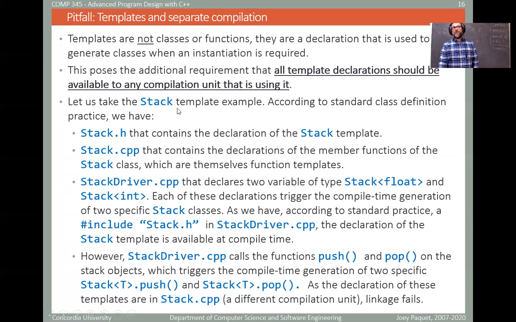So let's go with an example. Let's say we have a stack template class. Okay. If that would be a regular class, what we saw is that you should have in the .h file the class declaration. Then in the .cpp file, you have the implementation of all the member functions that are declared in this class declaration. And then in the stack.cpp file, you would have #include stack.h. Right? That's how we saw that you should organize your code.